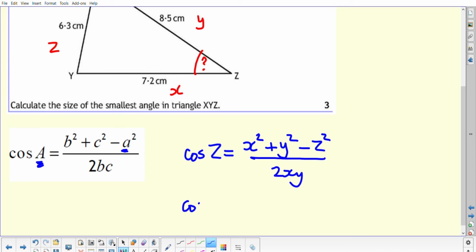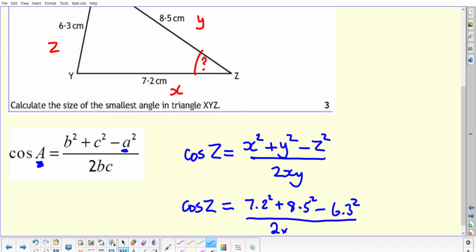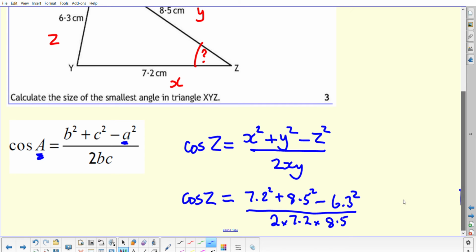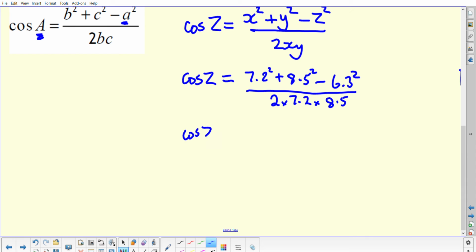2xy. So that means we're going to be writing down cos z will be equal to, filling everything in here, we get the 7.2 squared plus 8.5 squared minus 6.3 squared all over 2 times your 7.2 times your y value, which is your 8.5, and if you do all of that in the calculator, you will end up with cos z equals 0.6895 and a whole load of other digits.